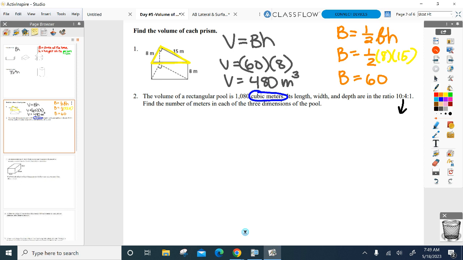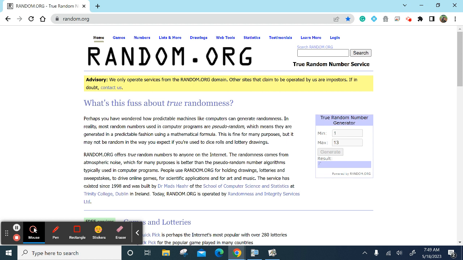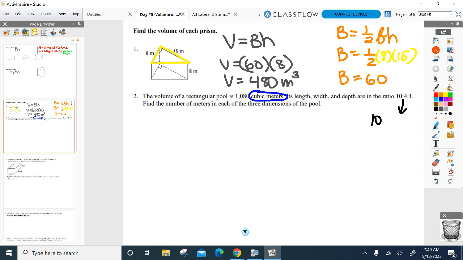What do we do with numbers in a ratio? Because I know I'm going to put them in an equation, but I can't just put 10, 4, and 1 in there. I got to do something with them before I put them in the equation. What have we been doing all year, Charlie? Darn right. Been training beasts all year long here.